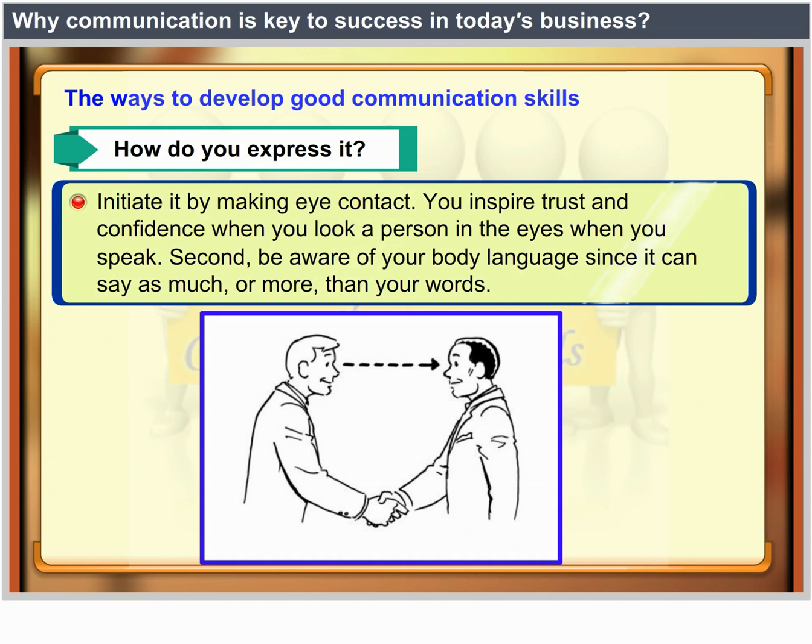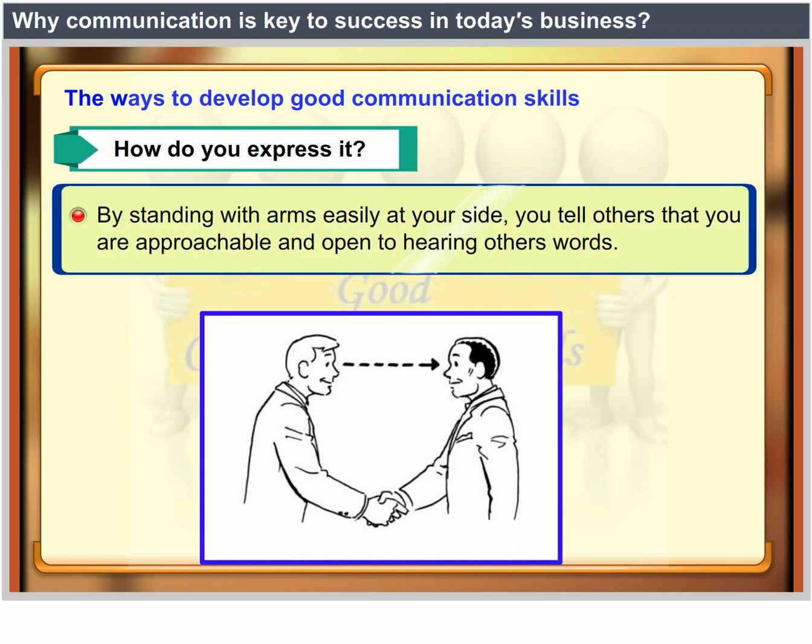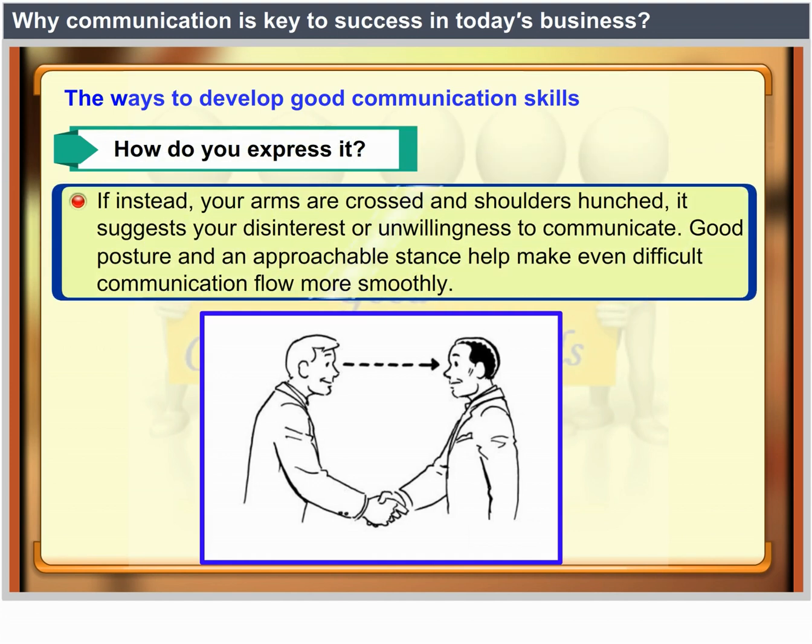By standing with arms easily at your side, you tell others that you are approachable and open to hearing what they have to say. If instead your arms are crossed and shoulders hunched, it suggests disinterest or unwillingness to communicate. Good posture and an approachable stance help make even difficult communication flow more smoothly.